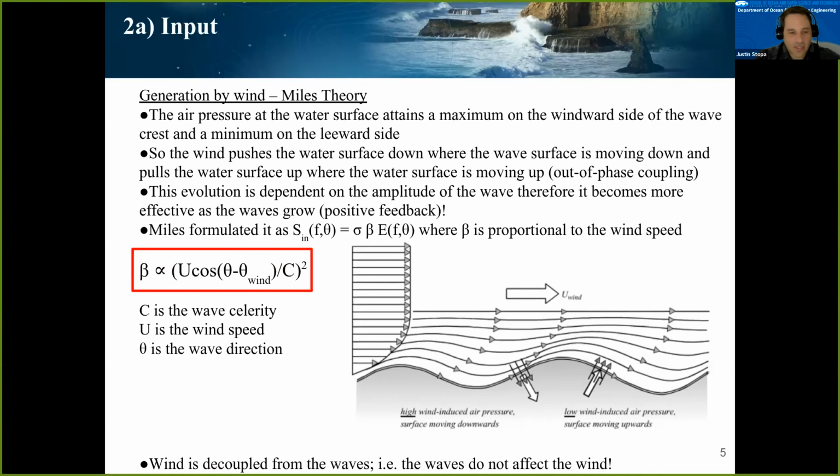So I'd like to point out that in this theory from Miles, the wind is decoupled from the waves. And what I mean is that the waves themselves do not affect the wind, but you can see that in the schematic even, these streamlines from the wind are actually distorted by the ocean surface.